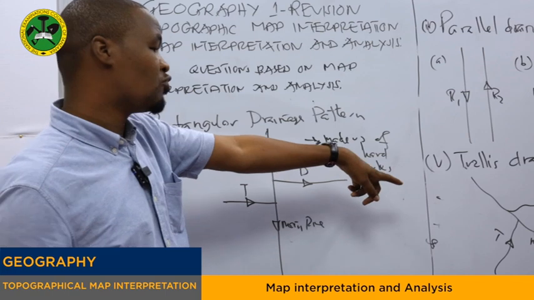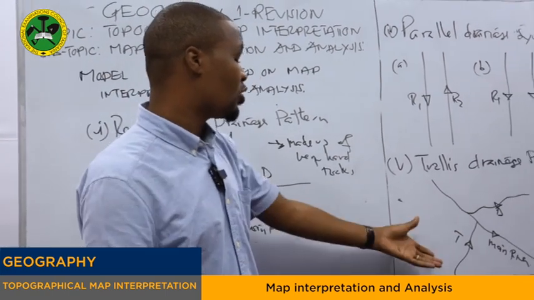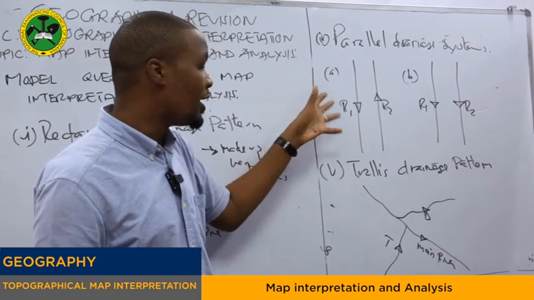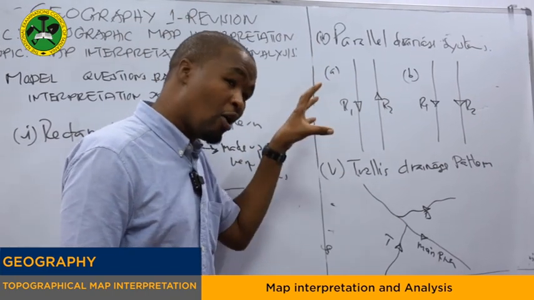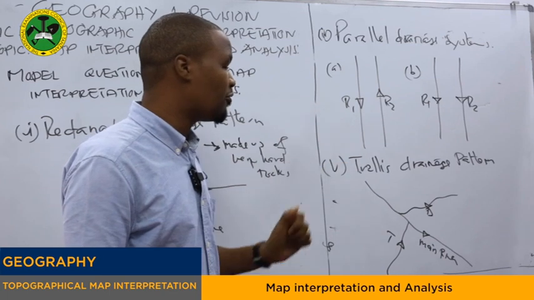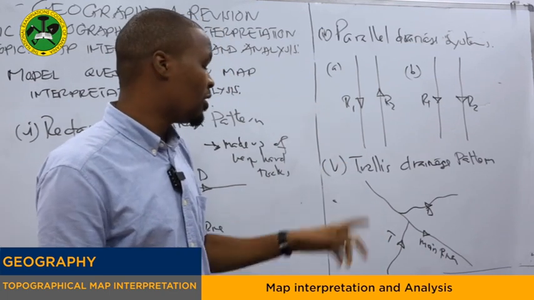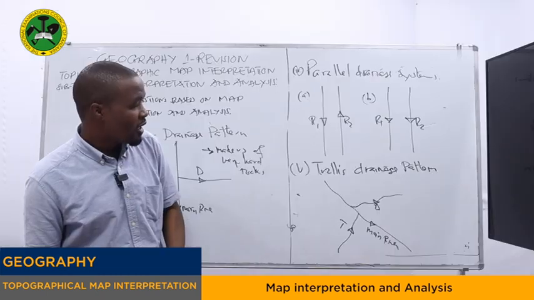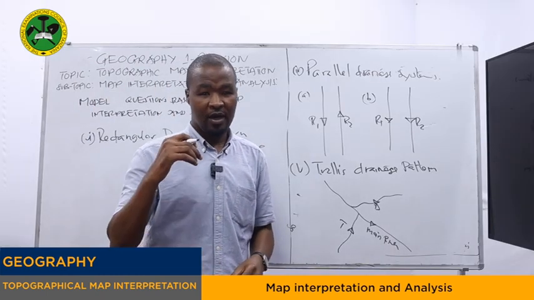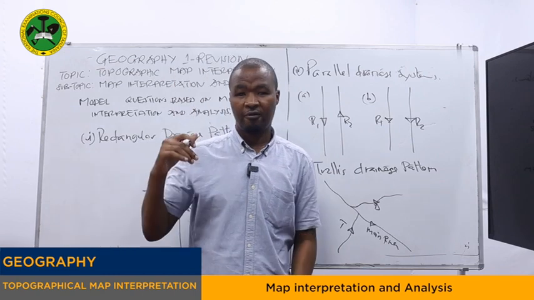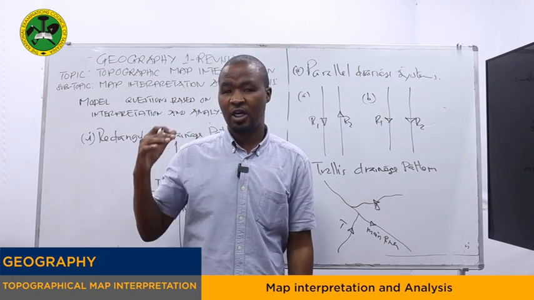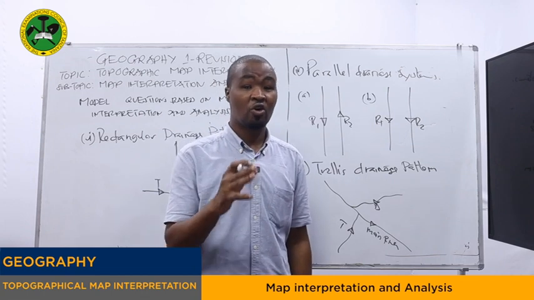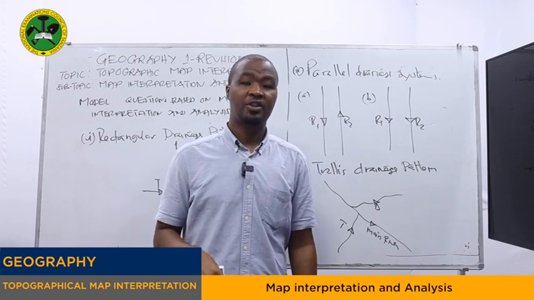But going back to the trellis drainage pattern, this is a common type of drainage system found on your map. Why? Because it occurs in almost all the other types of drainage systems. It may occur in either the trellis drainage pattern or the radial. Then, by making a simple summary, this type of drainage pattern occurs as a result of the rock structure and geomorphology.